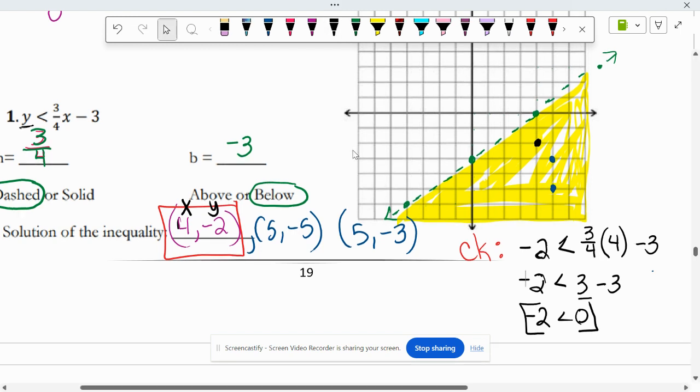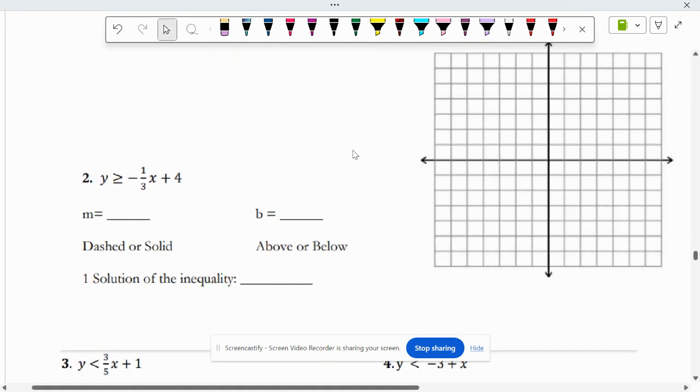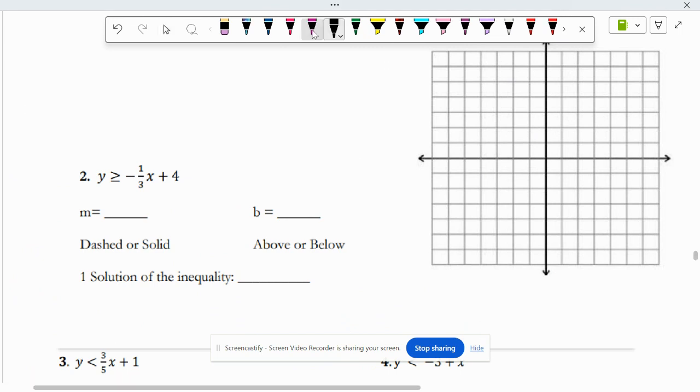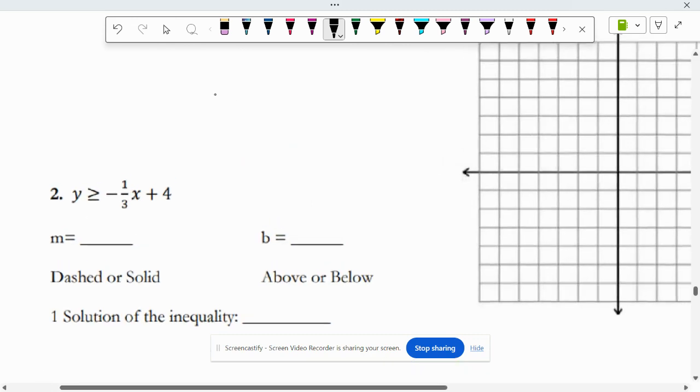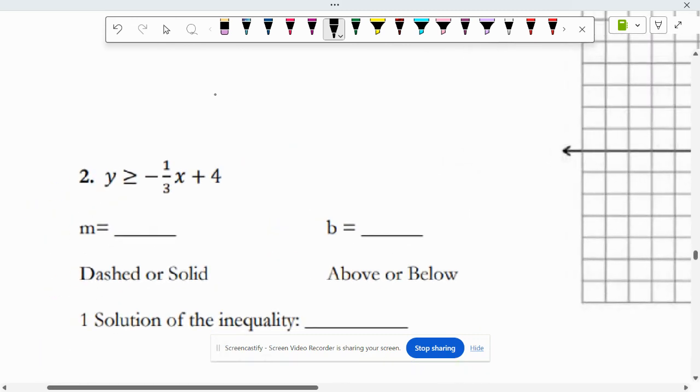Okay, move on to the next one. Okay. So example number 2, y is greater than or equal to -1/3 x plus 4. Aiden, what is my slope? Yes, sir, -1/3. Lorenzo, what is my y-intercept? 4.